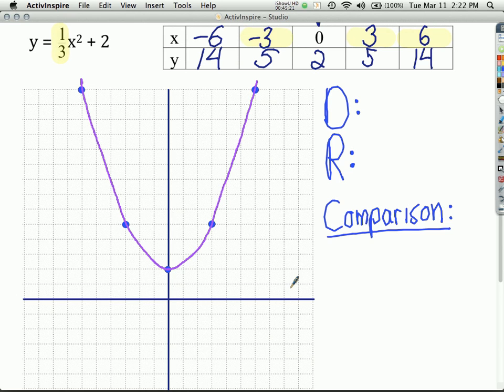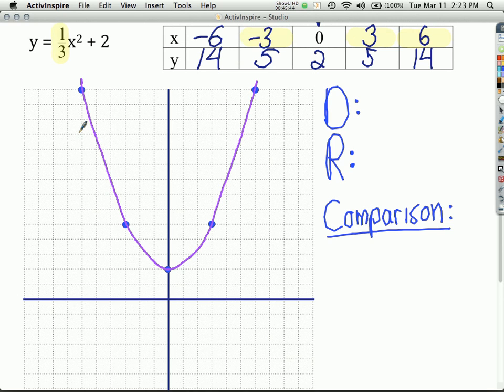So we've drawn a parabola. Now we have two jobs to do from there. We need to identify the domain and range. Now, the domain and range do not come from the table because the table came from our brain. The domain and range is going to be true for the whole parabola.